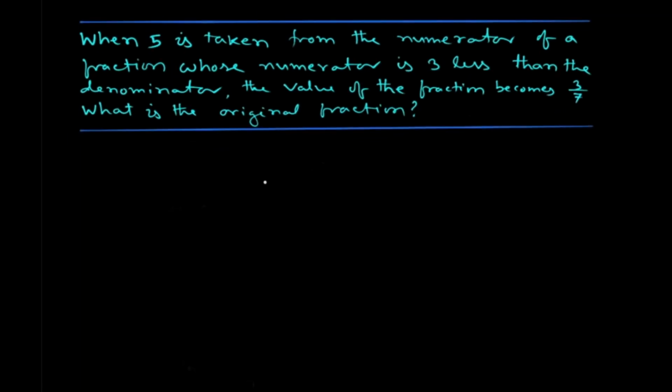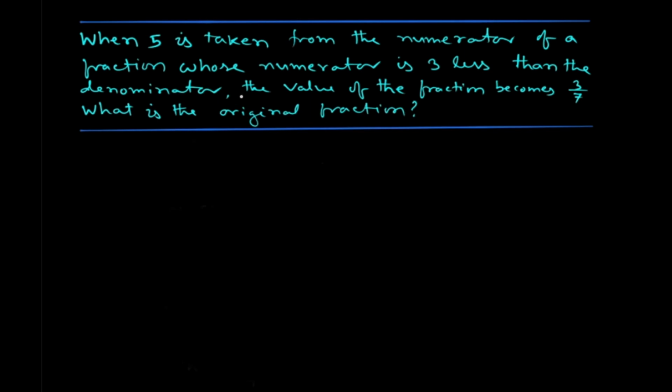This is our next problem. When 5 is taken from the numerator of a fraction whose numerator is 3 less than the denominator, the value of the fraction becomes 3 by 7. What is the original fraction?